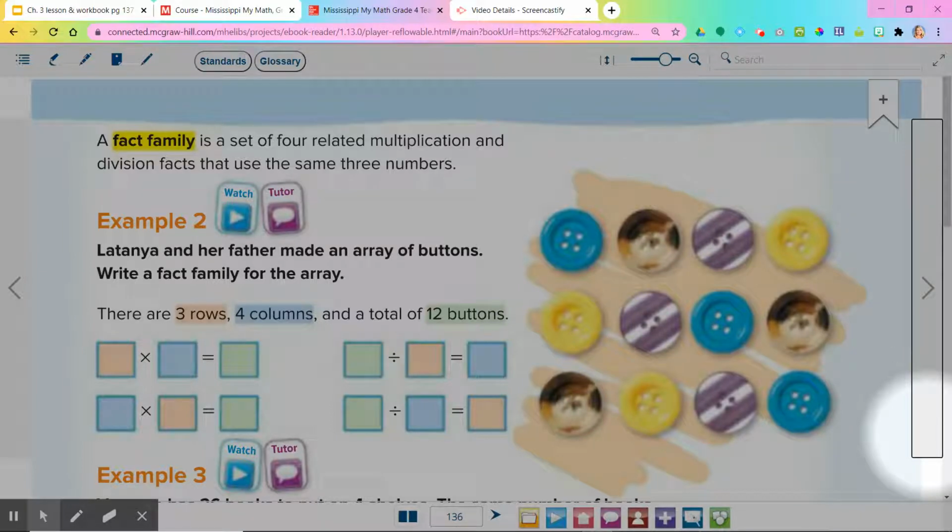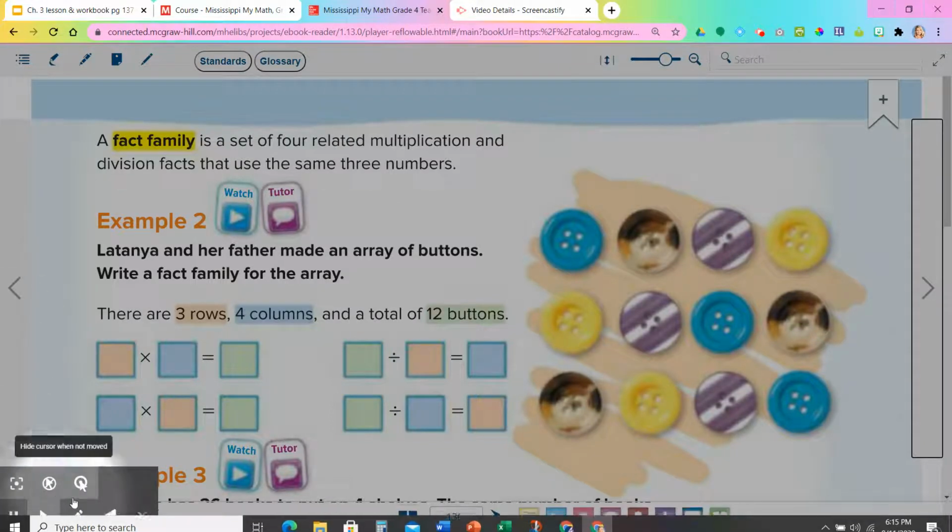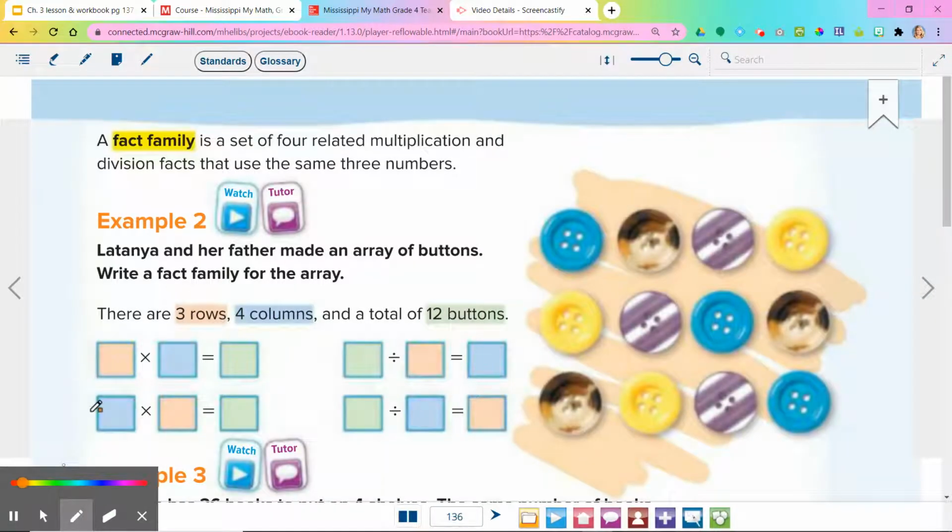If 3 plus 7 equals 10, then 7 plus 3 equals 10. And you could subtract: 10 minus 3 is 7, and 10 minus 7 is 3. So let's look at these fact families for this example 2. Example 2 says LaTanya and her father made an array of buttons. Write a fact family for the array.